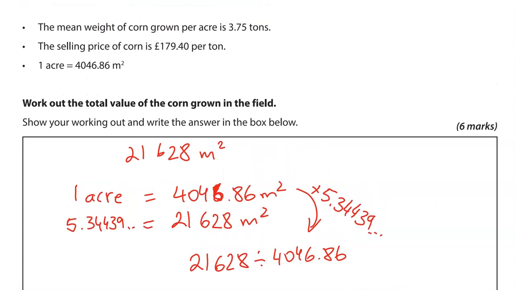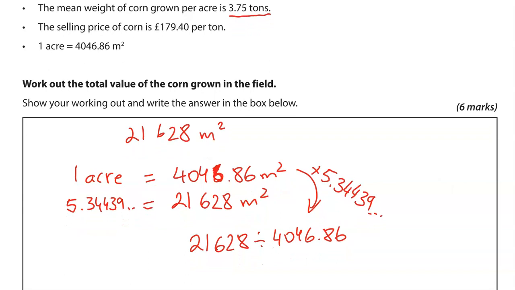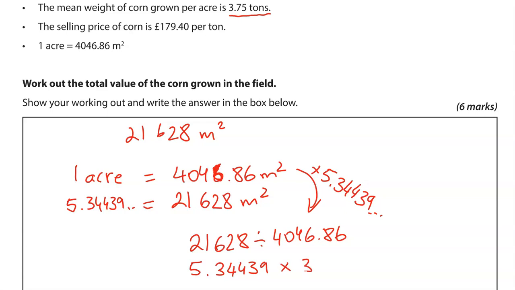We're told that the mean weight of corn grown per acre is 3.75 tons. So we're going to work out how many tons in total by multiplying 5.34439 by 3.75, which is 20.0414625. So that's how many tons in total.